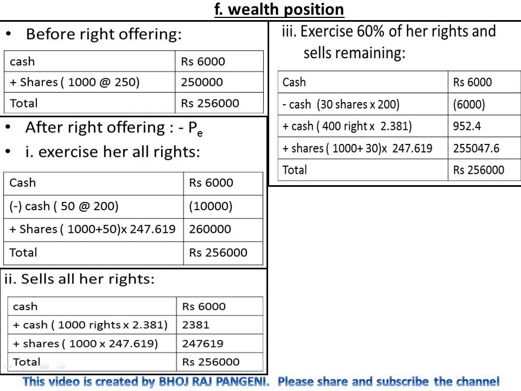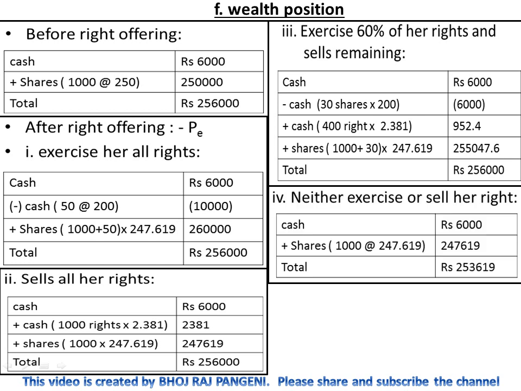400 rights at the value of right, that is 2.381. Now she has 1000 old shares plus 30 new rights shares, total 1030 shares into 247.619, and the total amount is the same, 256,000. This is also the same before and after.